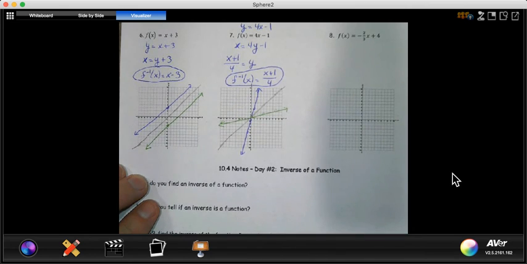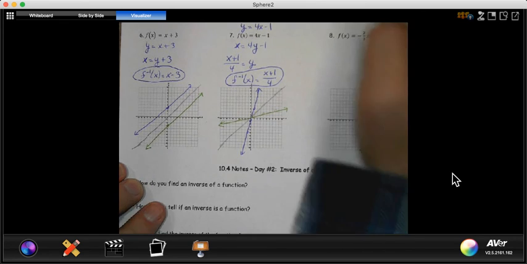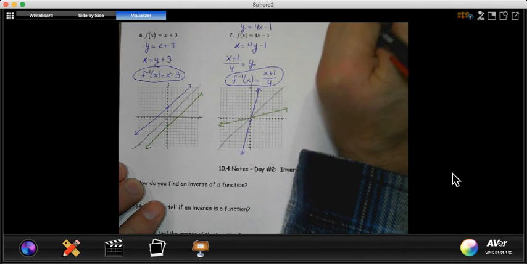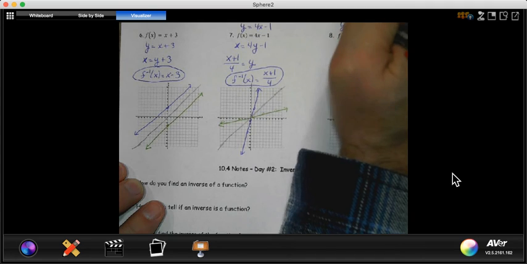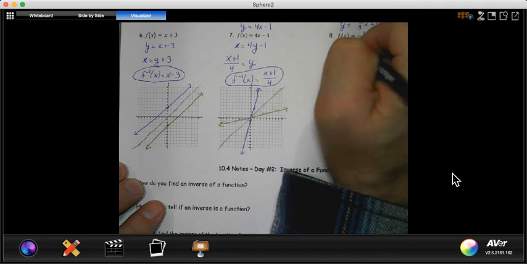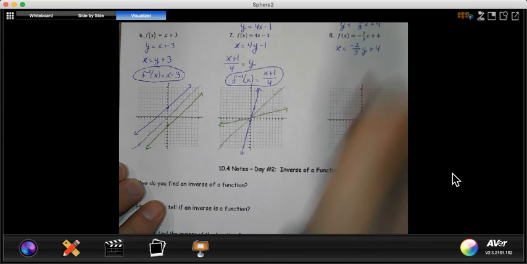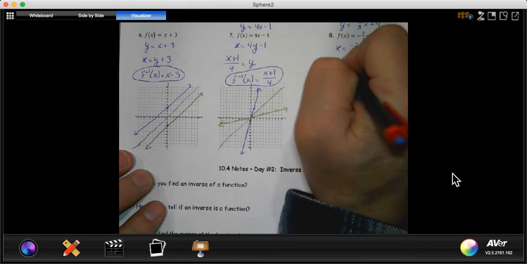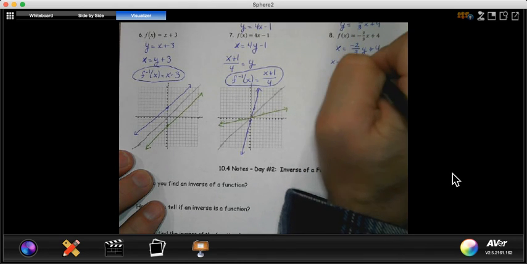Cool. I encourage you to pause to do the last one. See how you did. Okay. So replace the f of x with y. -2/3 x plus 4. Switch the x and the y. So x equals -2/3 y plus 4. So we're going to -4 to both sides. That's equal to -2/3 y.